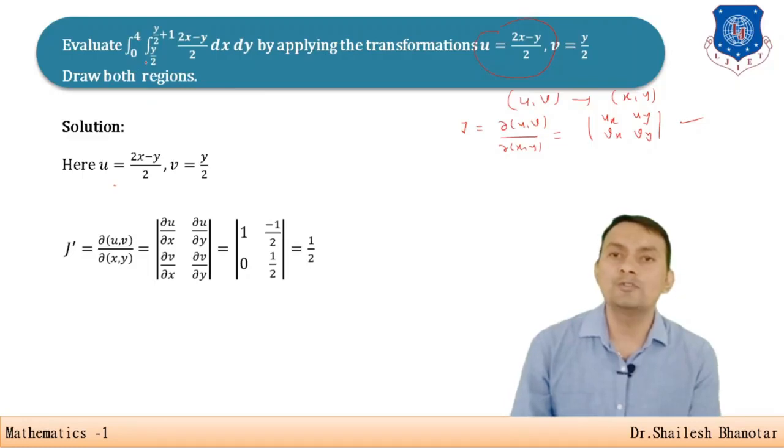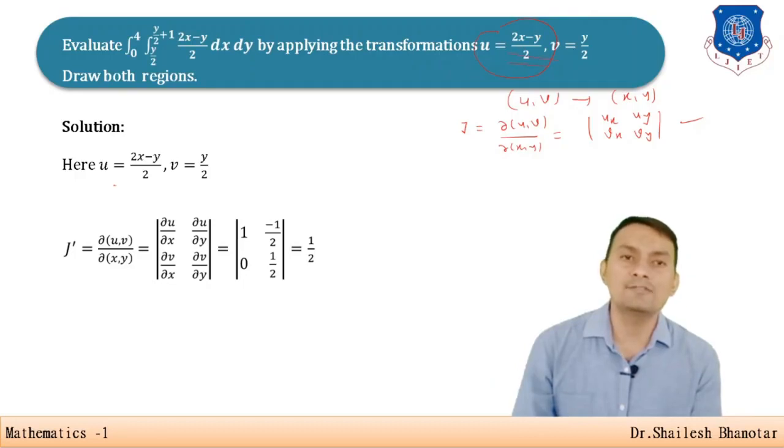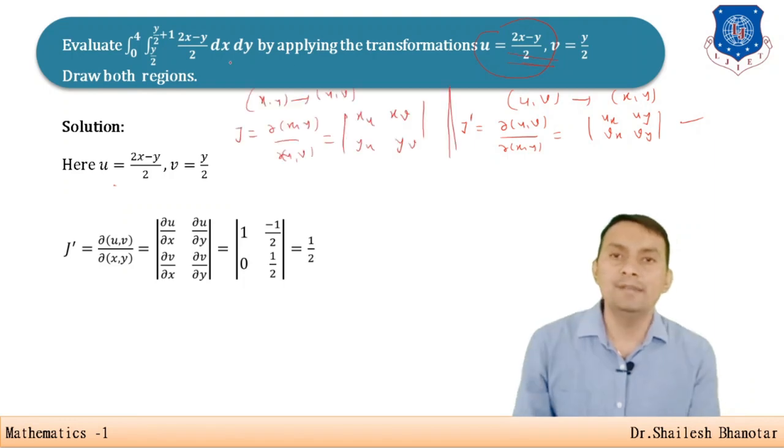Evaluate the integral from 0 to 4, with y by 2 to y by 2 plus 1, of (2x minus y) divided by 2 dx dy, by applying the transformation. This is our transformation, and draw both regions. So how can we evaluate this question? For that, the transformation is given. Basically we are interested in transforming the xy plane to the uv plane.